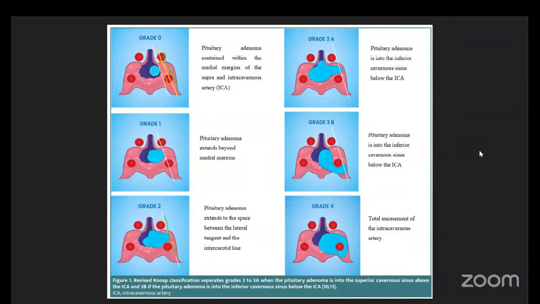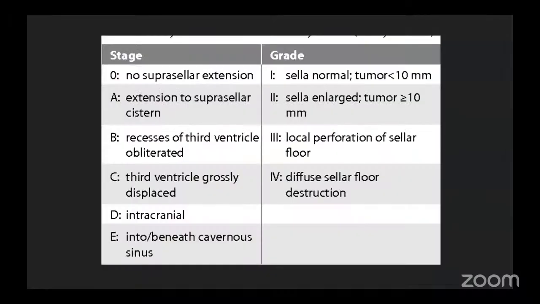Then we have grade 3. For grade 3, you can see that there is involvement of the superior portion of cavernous sinus. So this is going to be 3A. Here you see that there is involvement of the inferior portion of the cavernous sinus. So this is 3B. And this here is the self-explanatory grade. It's grade 4 because there is complete encasement of ICA. Are we clear till this? Yes.